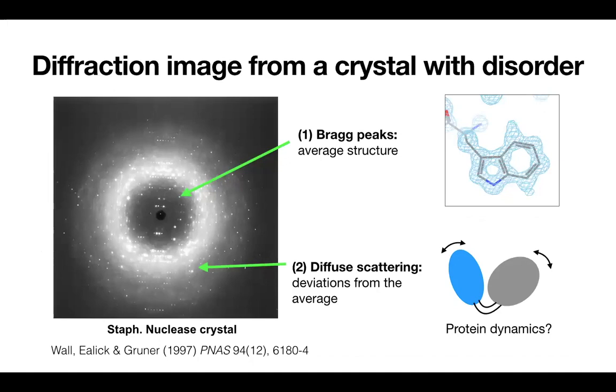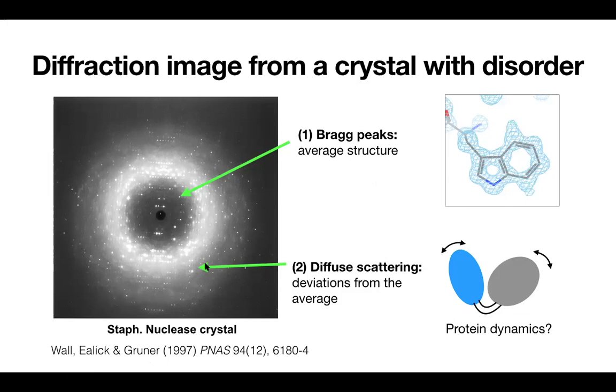Okay, so this was the picture I showed before, the scattering pattern of a crystal with disorder. This is actually a staph nuclease crystal collected in the mid 90s on a CCD detector by Mike Wall in the lab of Saul Gruner. And this pattern has a lot of interesting stuff in it. So, there are Bragg peaks. This is what we typically would use to solve the structure of a protein. The Bragg peaks tell you about the average structure, so we're trying to get the mean electron density. This is what we would use.